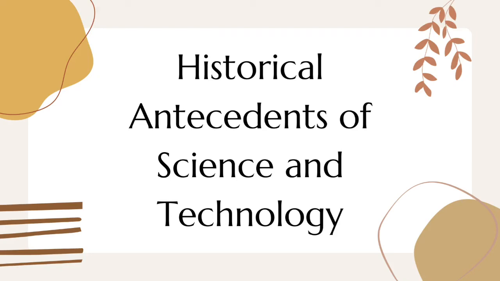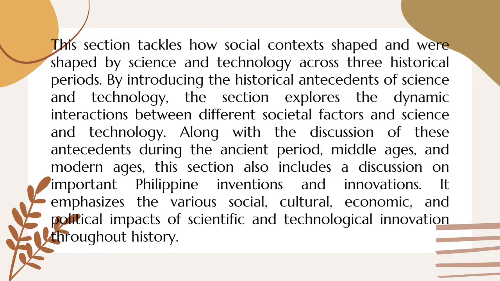Good day, everyone. We are going to talk about the historical antecedents of science and technology. When we say historical antecedents, these are something that happened or existed before. This section tackles how social context shaped and were shaped by science and technology across three historical periods.